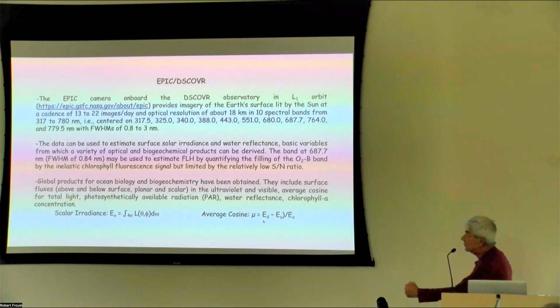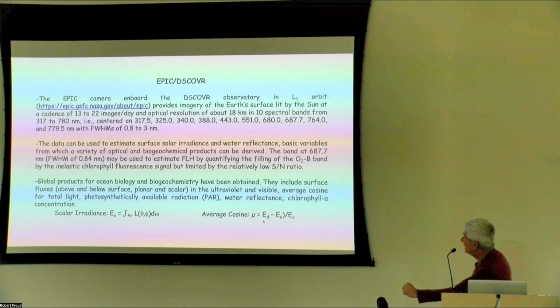But the mission has not been designed for ocean color sensing, but mostly for ozone and aerosol. However, when you do aerosol, usually the levels of signals are similar to when you do open ocean. And so the data can be used to estimate ocean color products like surface solar irradiance and water reflectance, which are the basic variables from which you can derive a bunch of products and do a lot of biological science.